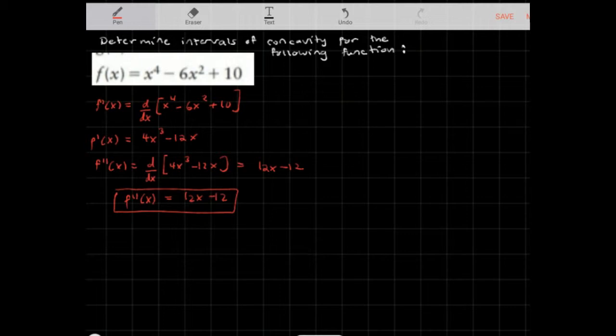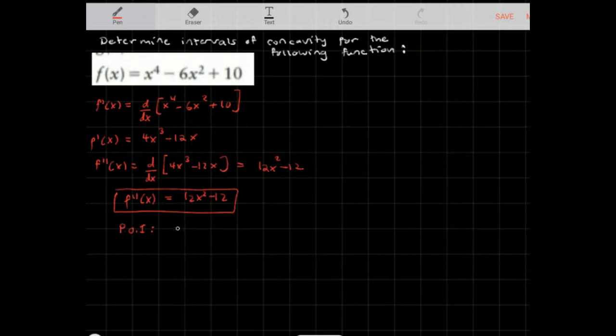12x squared minus 12, and in this case, in order for us to determine our intervals of concavity, what we need to do first is find our point of inflection. So our point of inflection is where we have a change in concavity, right? You can actually use the point of inflection as a benchmark to determine the intervals.